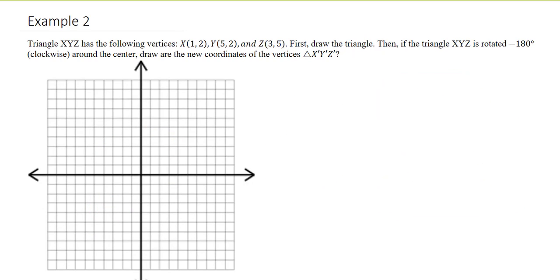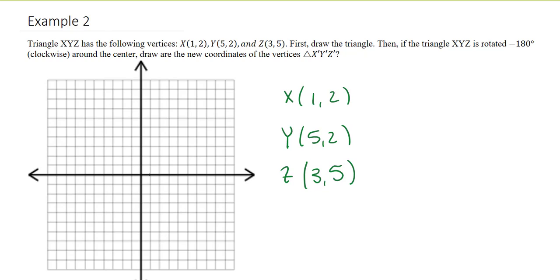Example 2. Triangle XYZ has the following vertices. So we have X is (1, 2), Y is then (5, 2), and Z is (3, 5). First, we're going to draw the triangle. Then, if the triangle is rotated -180 degrees, so clockwise around the center, draw the new coordinates of the vertices. So let's go ahead and do this. We have X (1, 2), Y, which is (5, 2), Z is (3, 5).